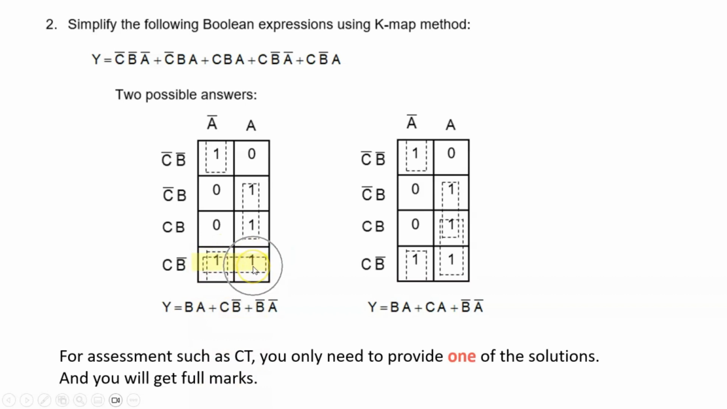For this one, this one here is looped with the other one in this way, and as a result, this loop contributes to this product, C B bar. And for this one here, this one is looped with the top one, particularly in this way, and as a result, you get C A. So you can see this is the difference in the expressions. The other expressions like BA, B bar A, are exactly the same.